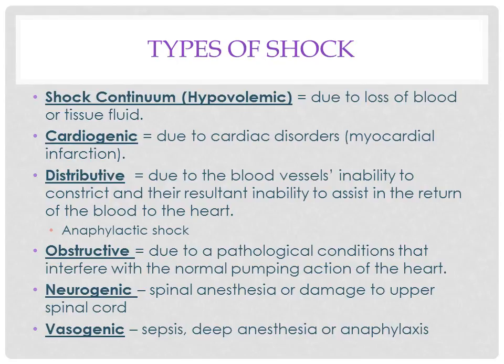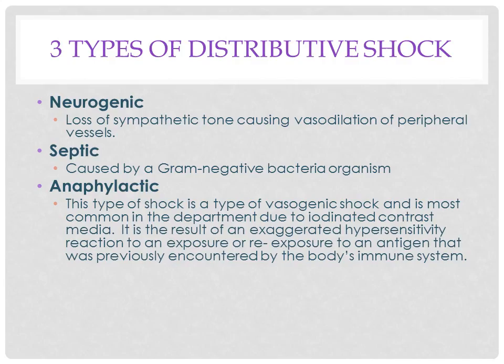Hint: these may be good terms and definitions to study for. 3 types of distributive shock: neurogenic, loss of sympathetic tone, causing vasodilation of peripheral vessels; septic, caused by a gram-negative bacteria organism; anaphylactic. This type of shock is a type of vasogenic shock and is most common in the department due to iodinated contrast media.